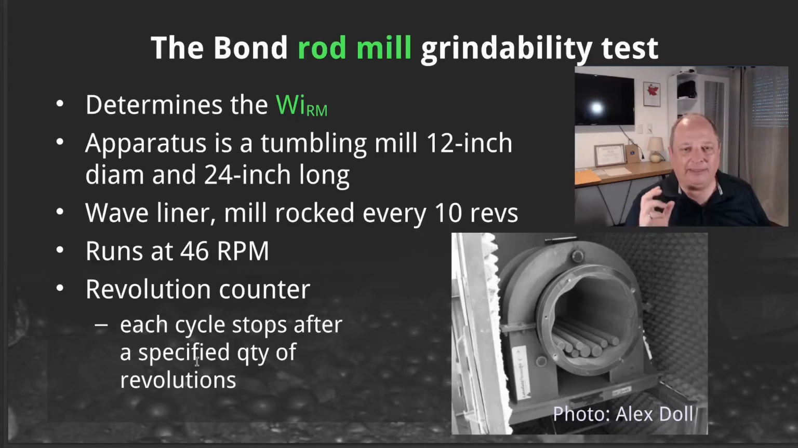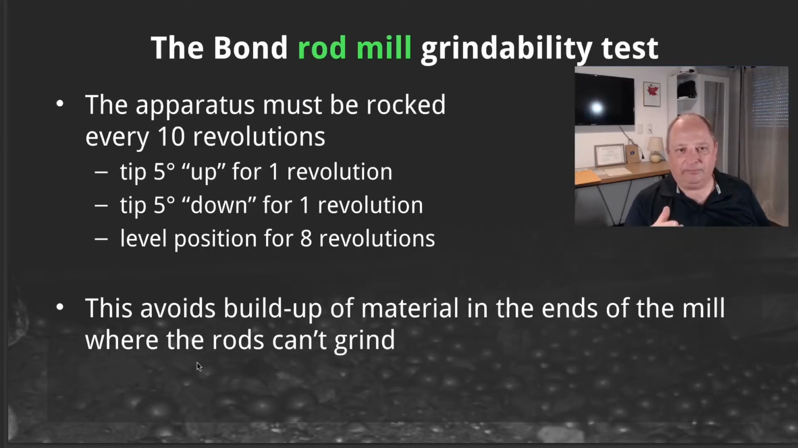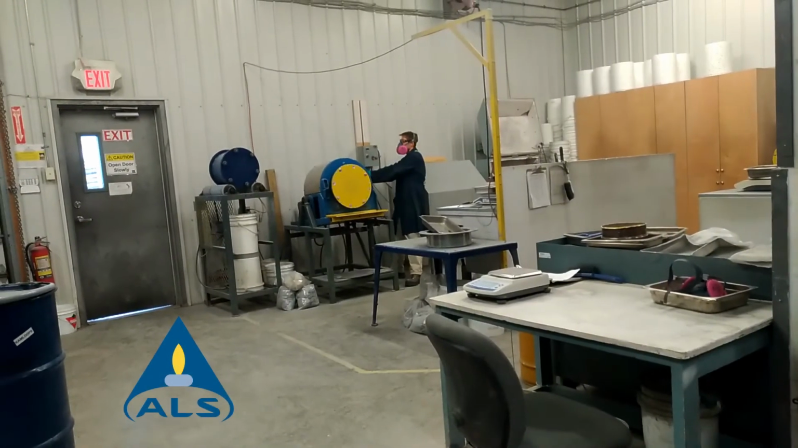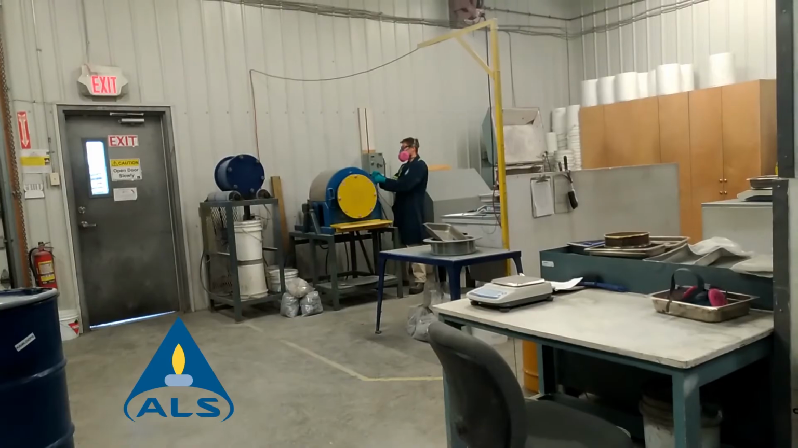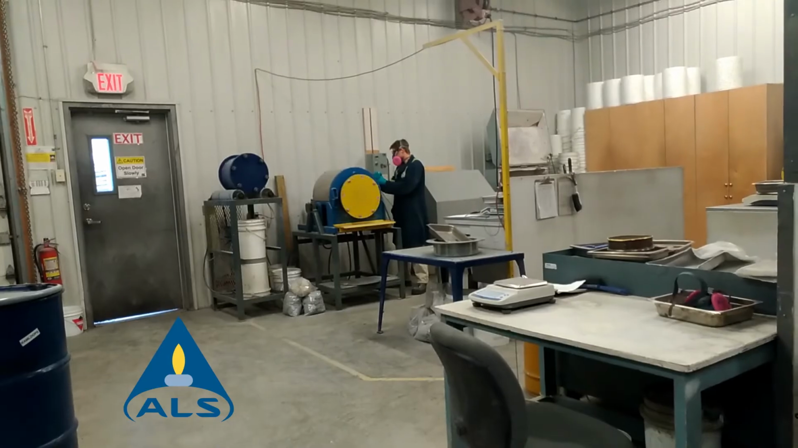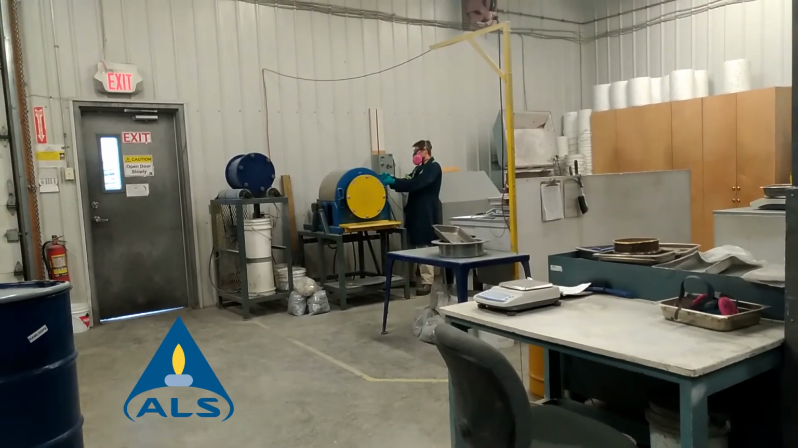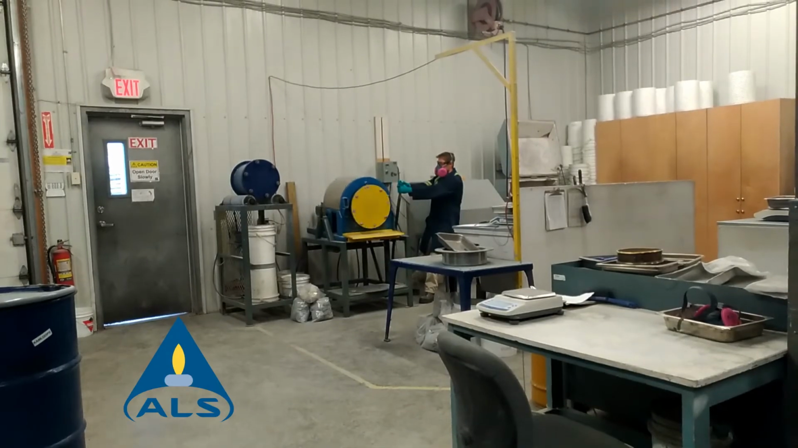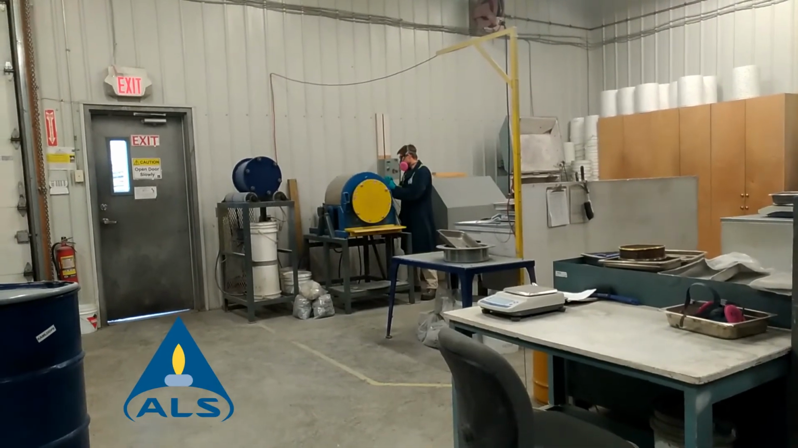So the apparatus is a mill with a wave liner that gets rocked as the test is operated. The machine runs at 46 RPM with a revolution counter. There are multiple cycles of the test. The apparatus must be rocked every 10 revolutions as the test is progressing in order to avoid building up material on the ends of the mill where the rods can't reach. So rocking the mill brings the charge back inside the rod charge, and that's necessary to get a reliable number.